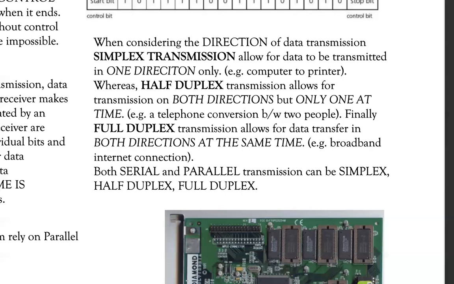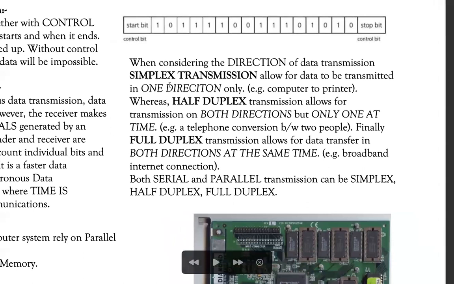So you may be asked questions like this, with a combination of these terms, for example, serial simplex, parallel half duplex, parallel full duplex. Parallel full duplex means multiple bits sent over multiple channels in both directions simultaneously. So this is the difference between simplex, half duplex, and full duplex data transmission.